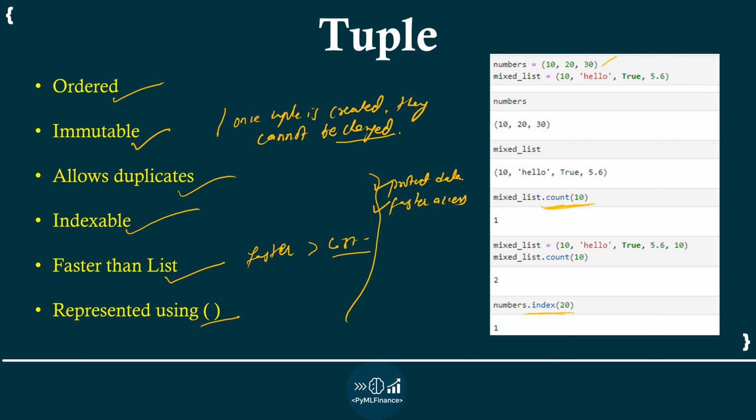Or you are working with fixed data like coordinates. In these three cases you should always go with tuples as a data structure in Python.